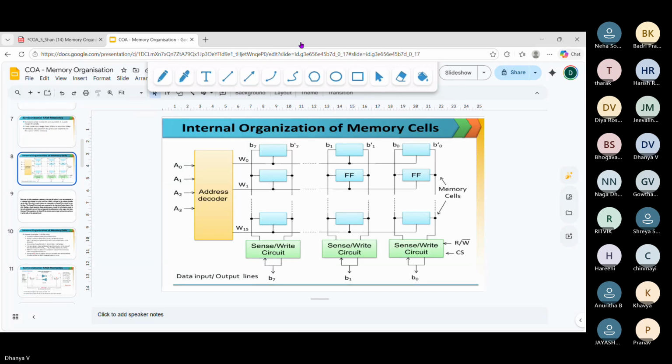So is this fine? You can react. You want me to repeat something?